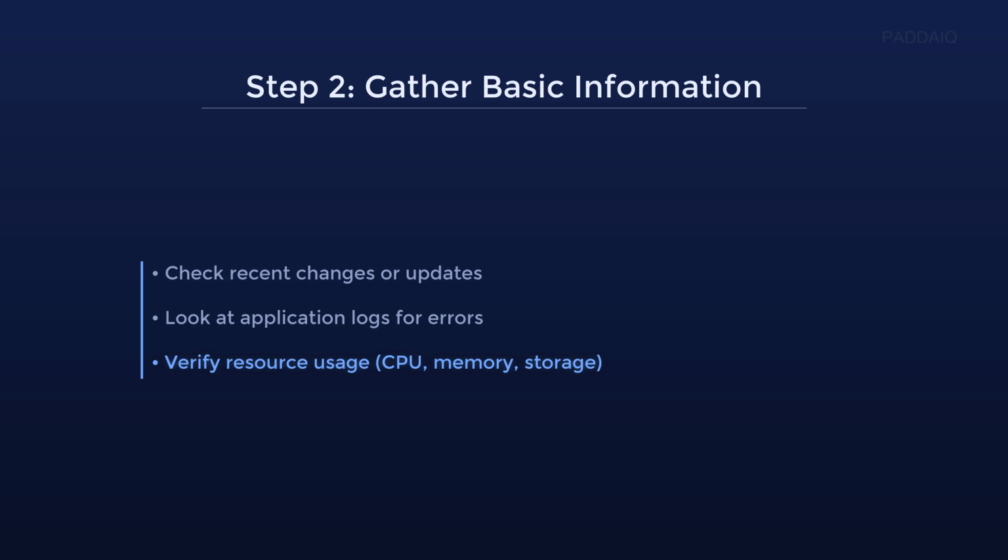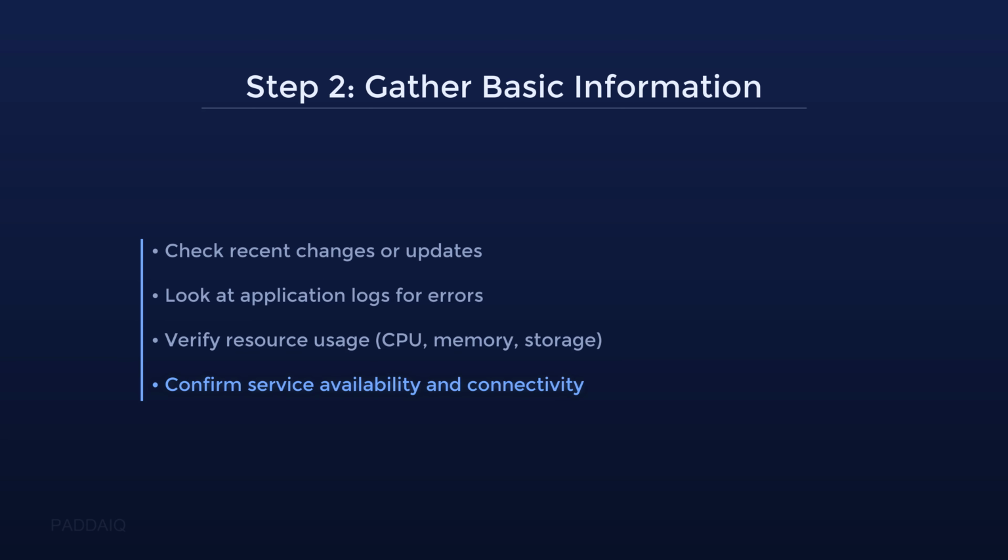Verify resource usage, CPU, memory, storage. This means checking how much of your system's processing power, working space, and data capacity is being used. For example, if your application is running slowly, you might discover it is using 90% of its memory. Regular checks ensure your BTP applications run efficiently and avoid unexpected issues.